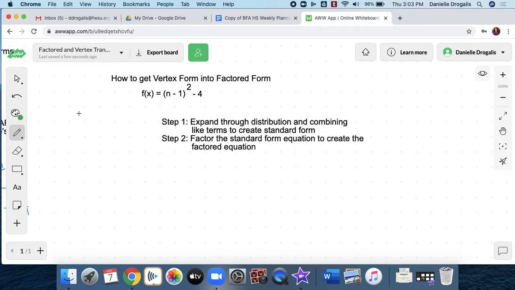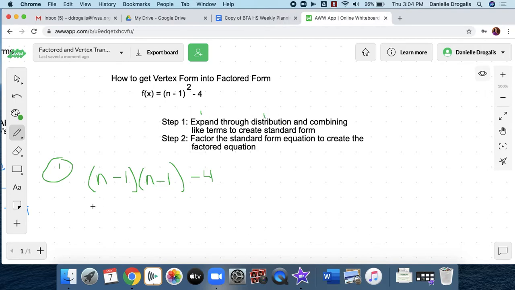And so we're going to expand, but we have to remember that we cannot just distribute the squaring to the n and to the negative 1. That would be introducing an error because we would only get two terms when we need to get three. So what we actually need to do is recognize in step 1 that we first have to expand that binomial quantity out of its squaring form and into what it really means. It's n minus 1 times n minus 1, and we're subtracting 4 from that. Now we perform our distribution. So here we expanded. Now we're going to distribute.